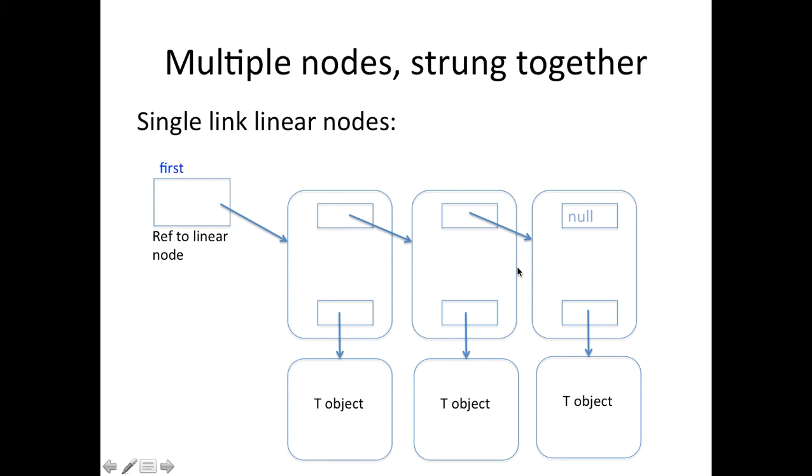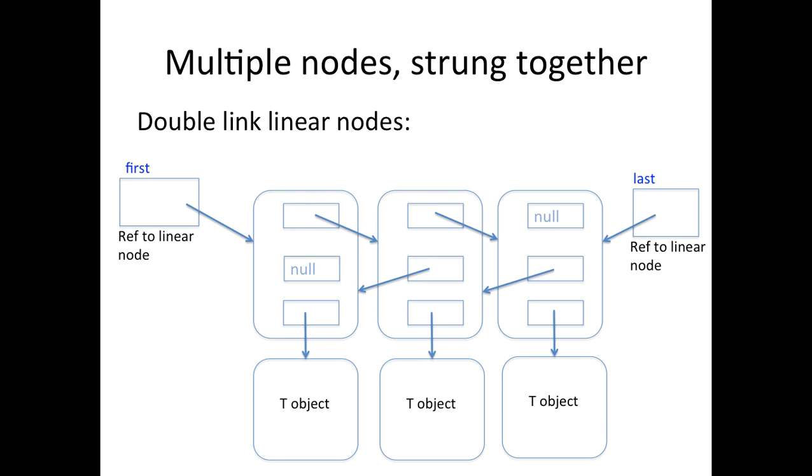And so again, here we have another linear node. The element points to the object, and our next points to another linear node. And here we have the final linear node in this linked structure, and we've got an object that's being pointed to from element, but the next reference here is actually null because this is the last thing and it's not linked to anything else.